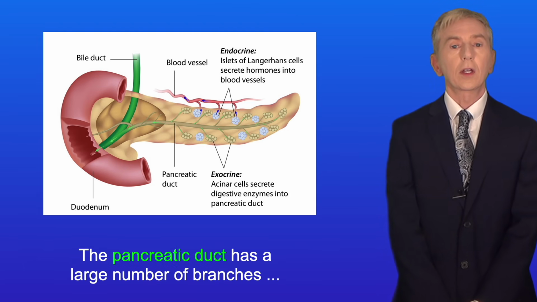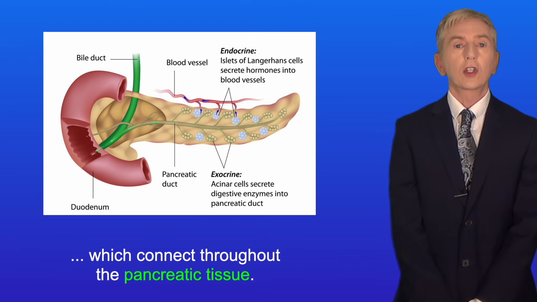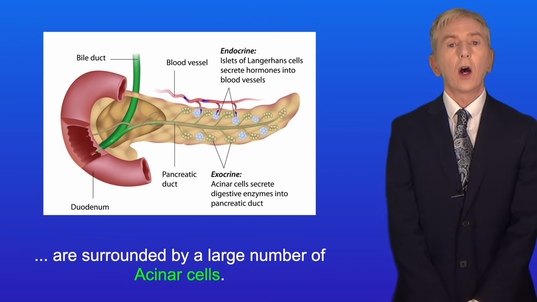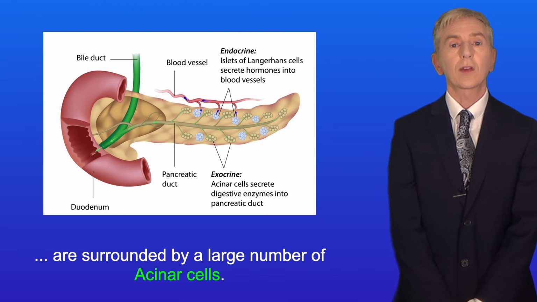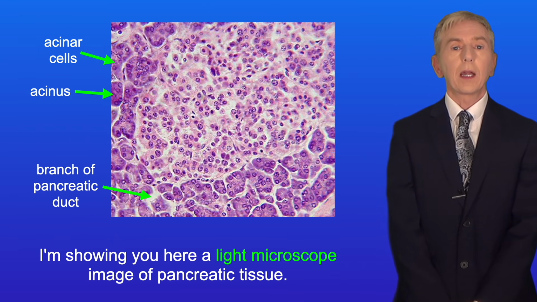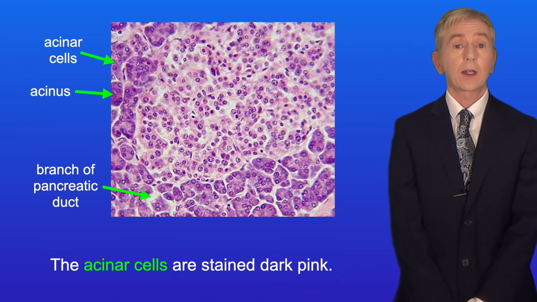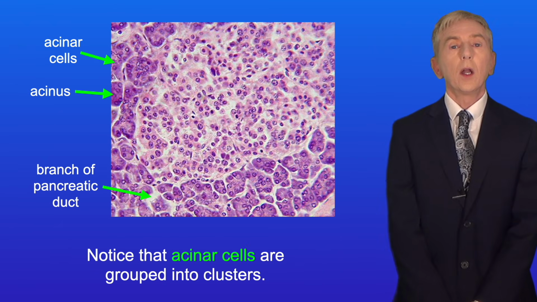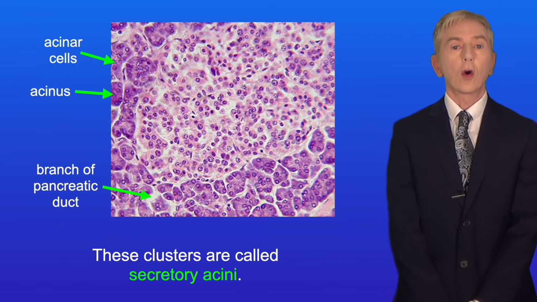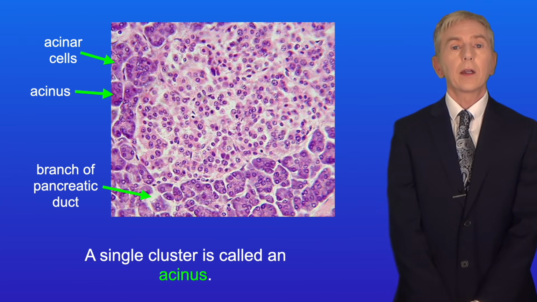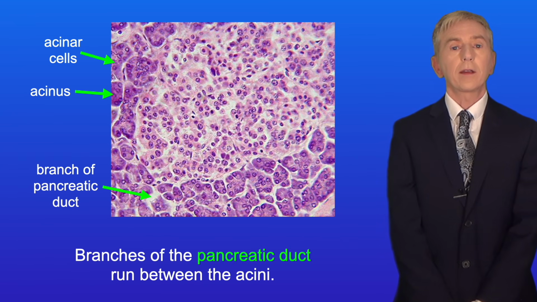The pancreatic duct has a large number of branches which connect throughout the pancreatic tissue, and the branches of the pancreatic duct are surrounded by a large number of acinar cells. I'm showing you here a light microscope image of pancreatic tissue. The acinar cells are stained dark pink. Notice that acinar cells are grouped into clusters. These clusters are called secretory acini, and a single cluster is called an acinus. Branches of the pancreatic duct run between the acini.